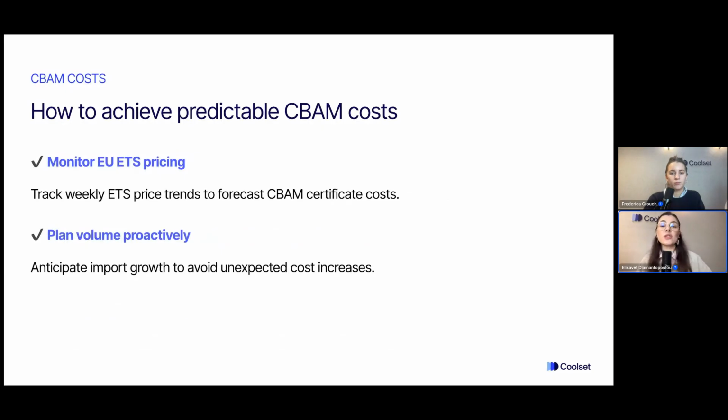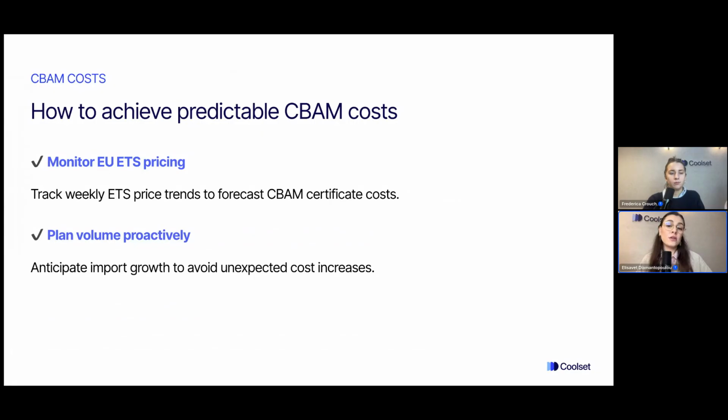And then there are two strategic levers that you can build into your planning. One is to actively monitor the price of the ETS. By tracking the price, you're understanding the peaks and the lows, you understand when is the right time for you to purchase and how this will look even if you purchase in the future.